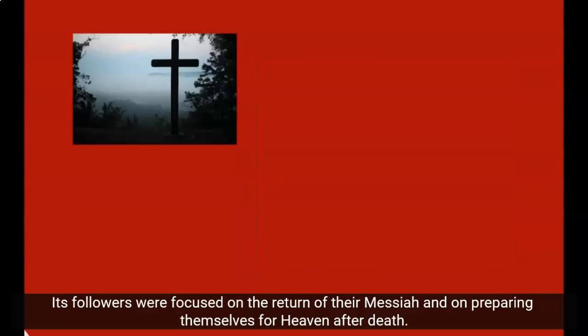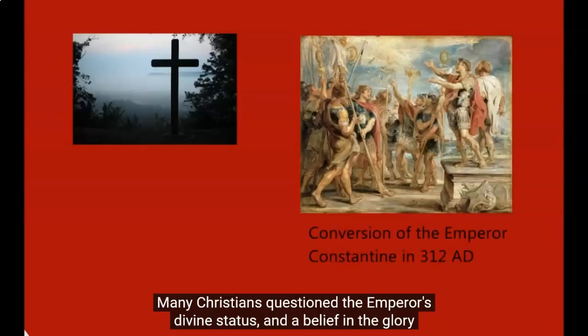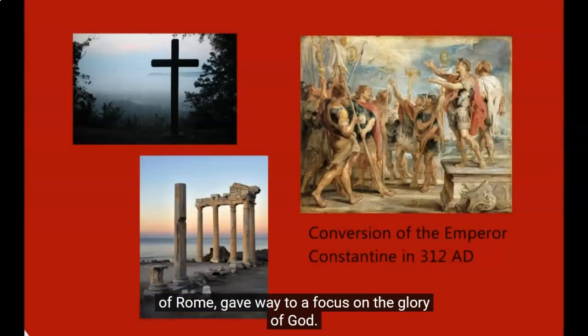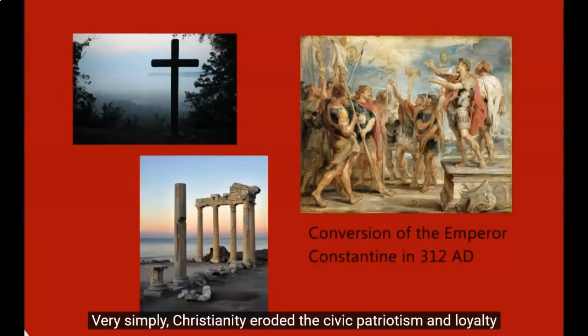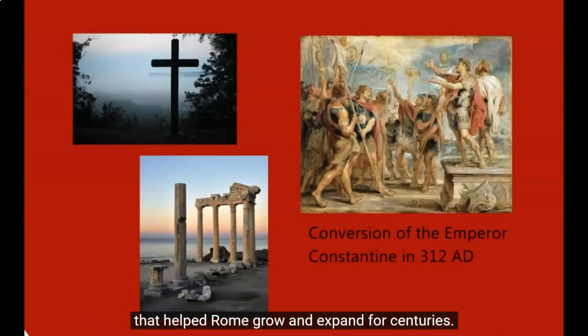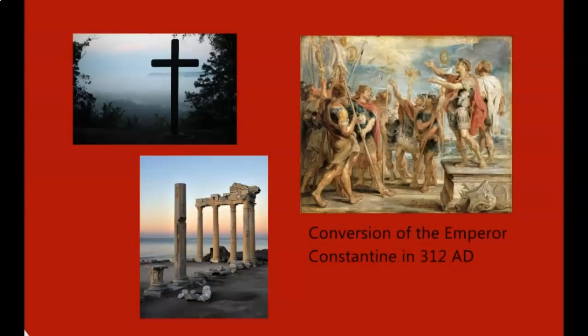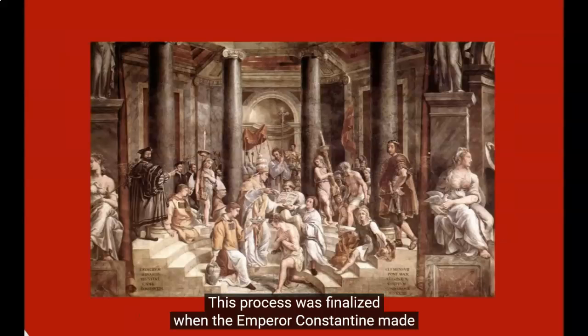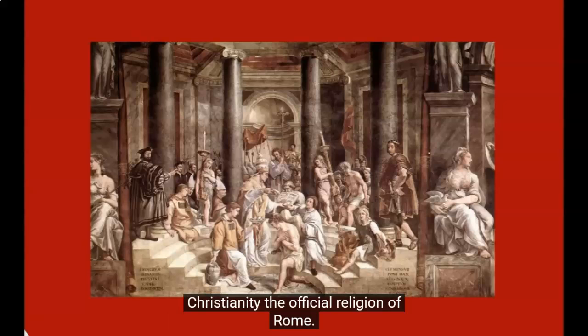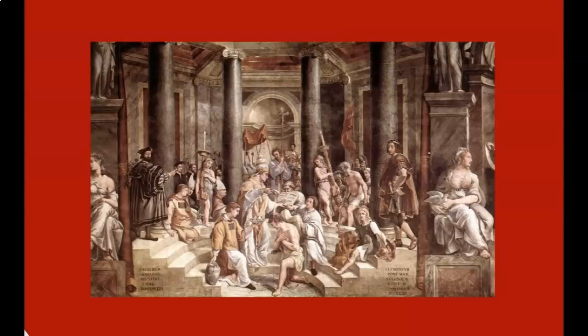Its followers were focused on the return of their Messiah and on preparing themselves for heaven after death. Many Christians questioned the emperor's divine status, and a belief in the glory of Rome gave way to a focus on the glory of God. Very simply, Christianity eroded the civic patriotism and loyalty that had helped Rome grow and expand for centuries. This process was finalized when the Emperor Constantine made Christianity the official religion of Rome.